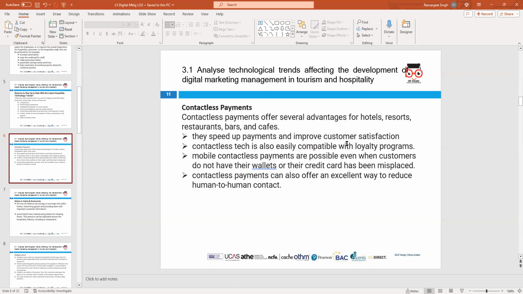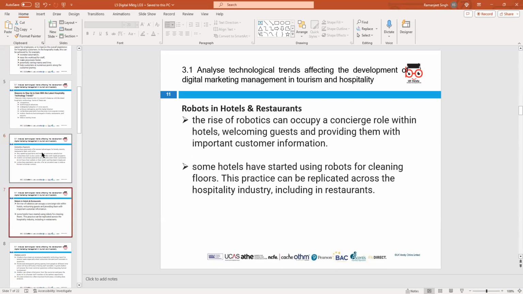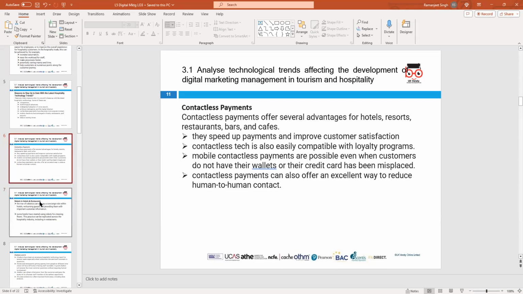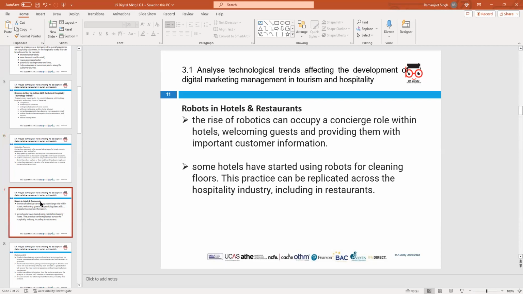It's also suitable when people don't carry wallets, or they've lost their wallet, or they've lost their credit card, for example. And if they've misplaced their credit card, they can make a contactless payment, by direct debit and so on. All right. And it's also a good way of paying when you don't want to contact people. Human-to-human contact is less and less, right?